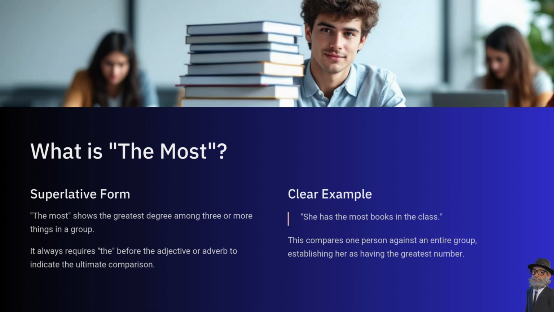It always requires "the" before the adjective or adverb to indicate the ultimate comparison. Clear example: "She has the most books in the class." This compares one person against an entire group, establishing her as having the greatest number.